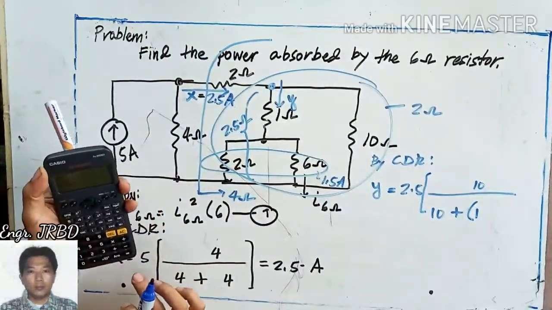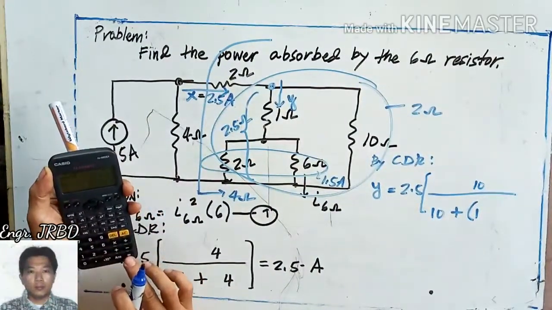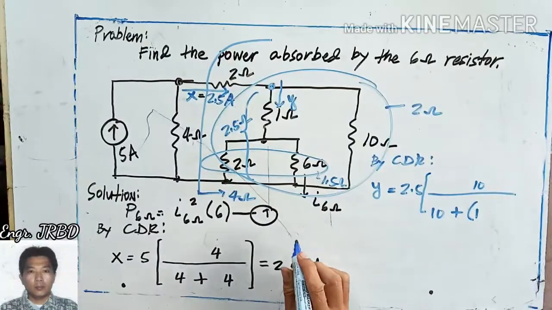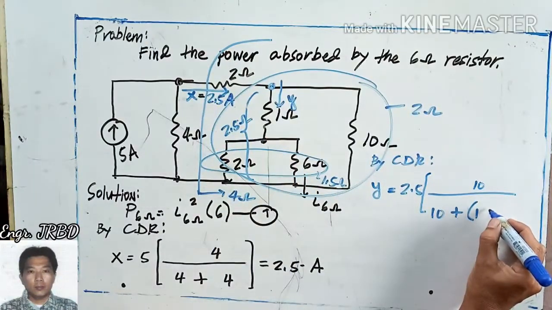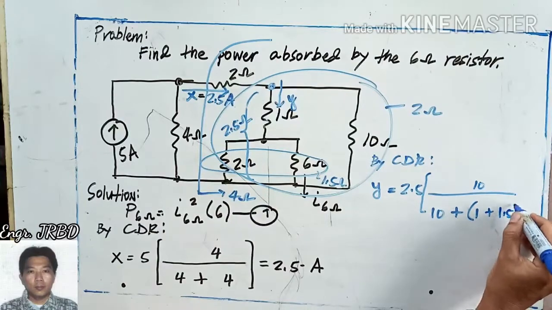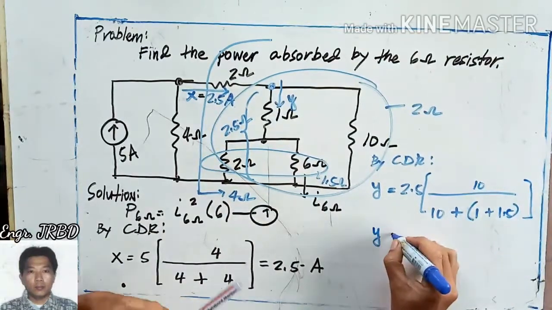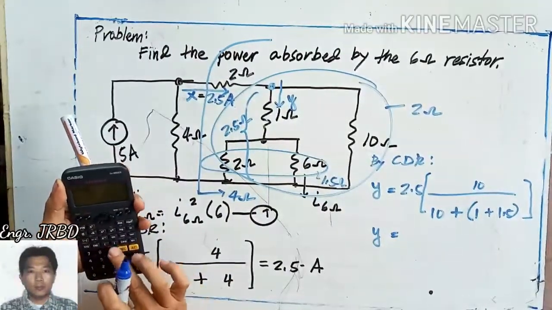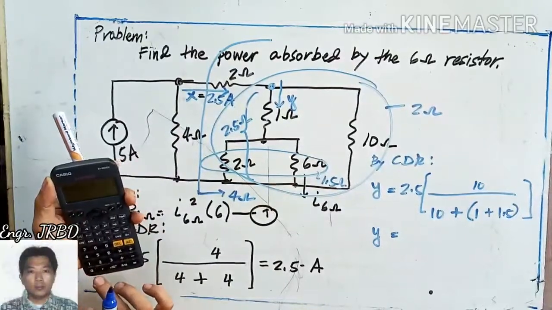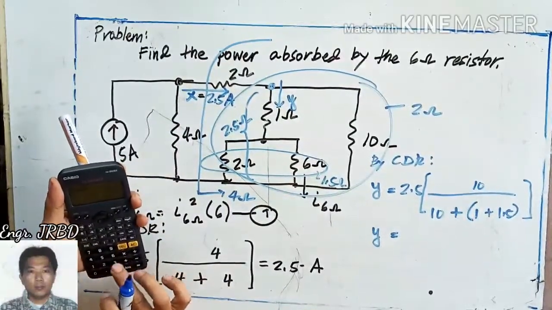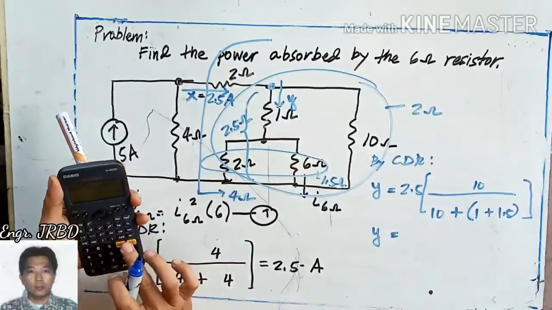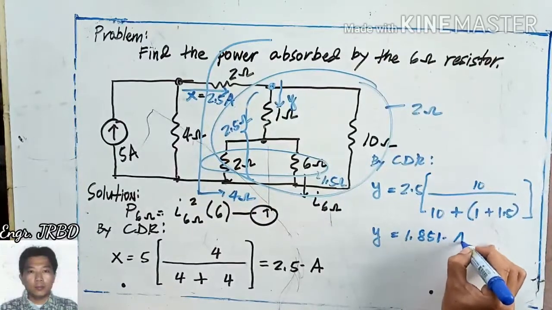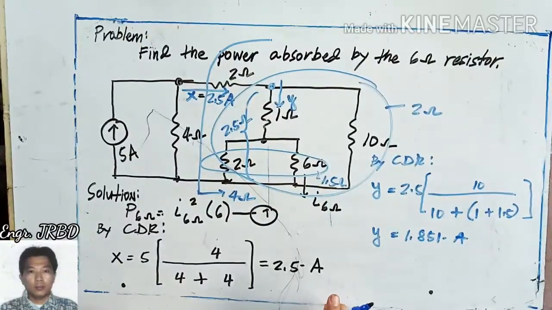6 times 2 divided by 8 is 1.5. This is supposedly in ohms. 1 plus 1.5. There. So this is the value of Y. So what is 2.5 times 10 divided by 10 plus 1 plus 2.5, and the value is 1.851 amperes. Correct? That is your Y.